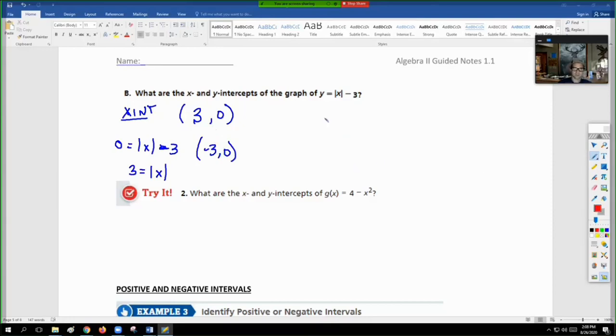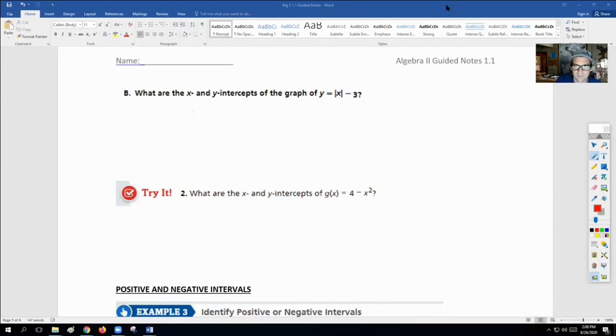Now the y-intercept is always a lot easier. Y-intercept is always at 0 comma something. So when x equals 0, what do we get for y? When y equals the absolute value of 0 minus 3, the absolute value of 0 is 0. What's 0 minus 3? -3, and that's the only possible answer. So let's actually graph this one to double check our work. We have 3, 0, -3, 0, and then 0, -3.